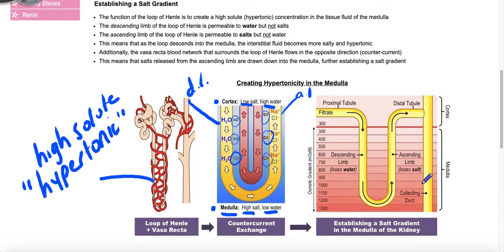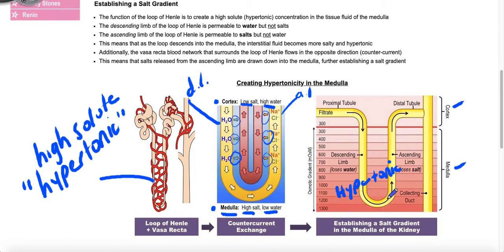So what does that mean? That means that if you look at this picture right here, you can see the osmotic gradient that is being established in the medulla. This is the cortex region of the kidney. This is the medulla region of the kidney. And notice how, because of what happens here in the loop of Henle, this area becomes hypertonic. Notice that the osmotic gradient is increasing as you dig deeper into the medulla.